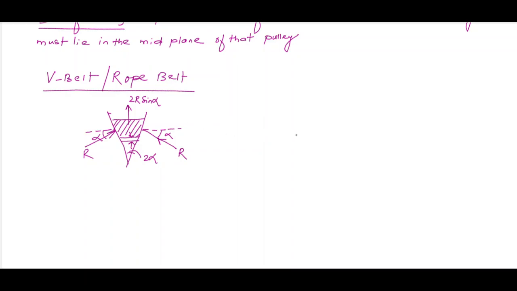Similarly, for your rope belt, if you draw the schematic, let's say this is tension in the slack side T2, and this one is the tension in the tight side, that is T1, and there is a small angle of lap or wrapping of angle del theta.